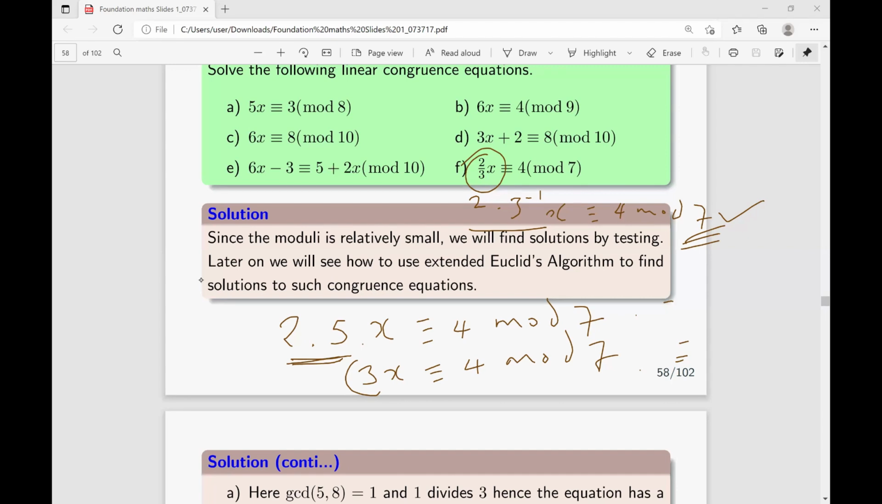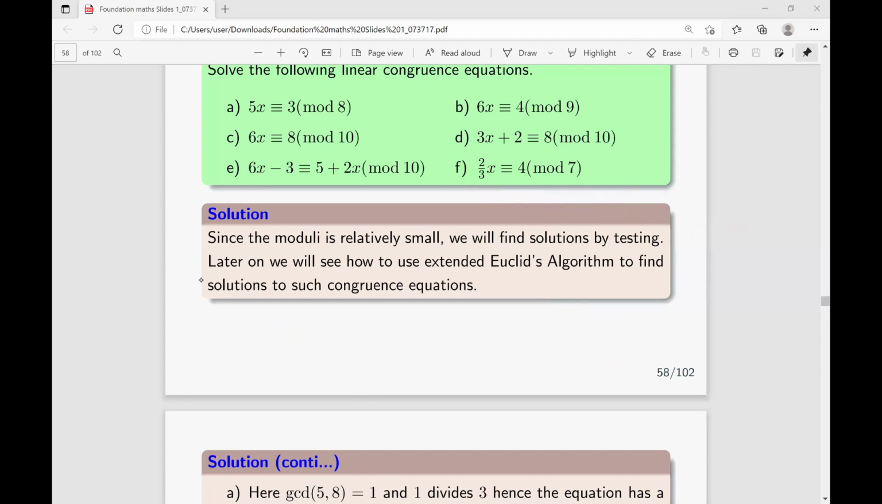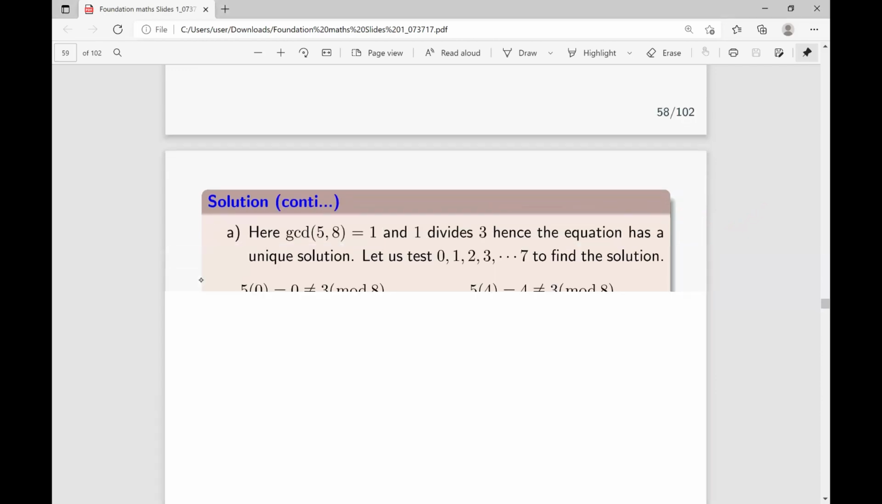Now let me show you how to do the same questions without using trial, because sometimes you are given a very big modulus here. If the modulus is bigger, you can never use trial because you cannot try all the numbers. For instance, if the mod is 60, you cannot try 0, try 1, up to 59. That would be time consuming. So therefore, I'll show you the other method, the Euclid's method that we learned.